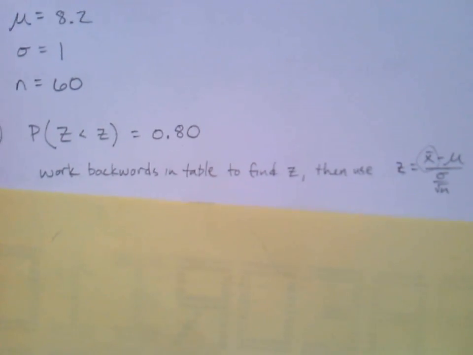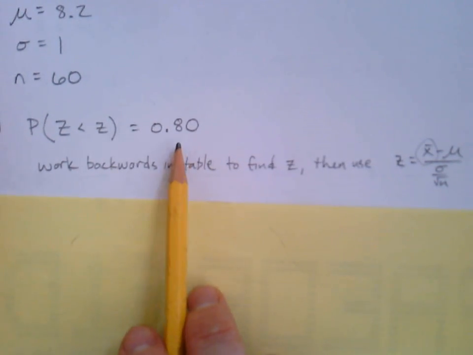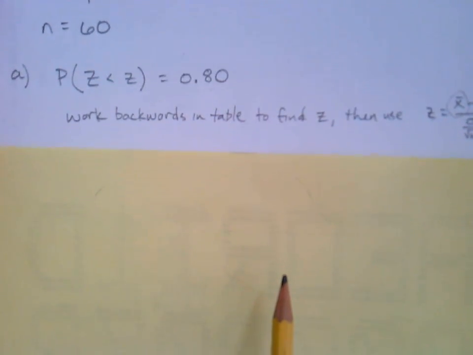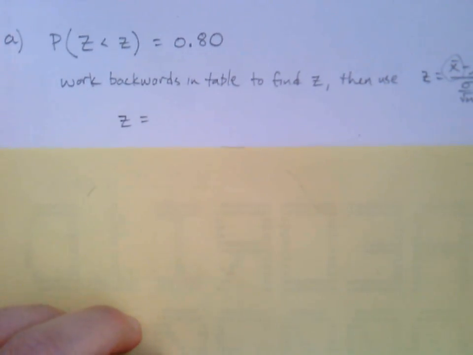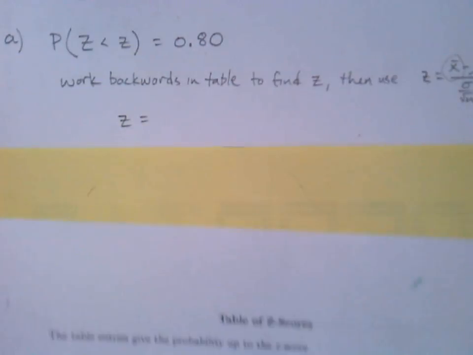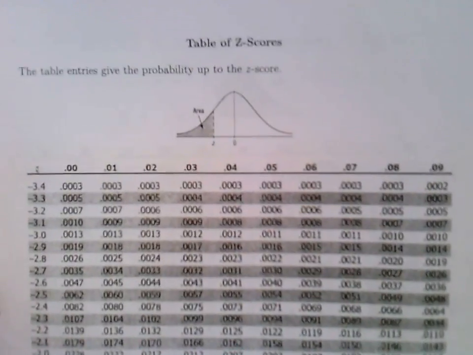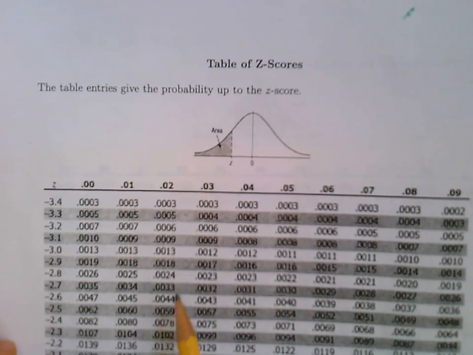All right. So first step, use the fact that it's 0.80 to work backwards in the table. I'll let you guys do that. We did it a little bit back in chapter 6. When you're looking in your table, you're going to be looking in the middle of the table to find 0.80. You're probably not going to find 0.80 exactly. We're just going to find the closest thing to it.